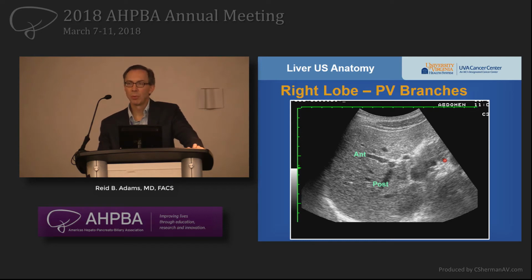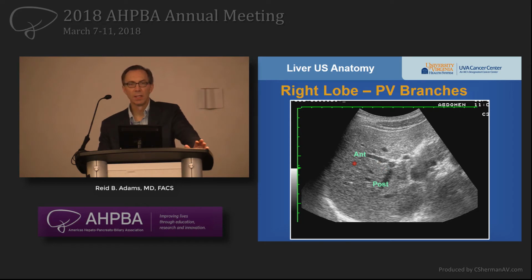If you slide the probe towards the patient's right, you'll come off the main portal vein, which is here, and you'll begin to see the branching into the anterior pedicle and the posterior pedicle shown here. And then we'll see some images in this space here. You'll see the right hepatic vein.